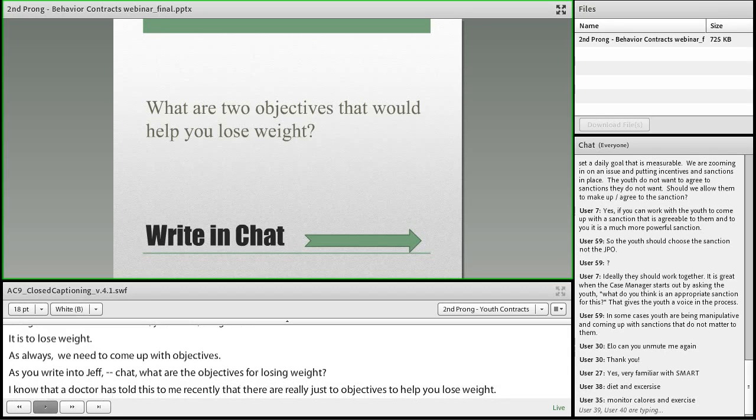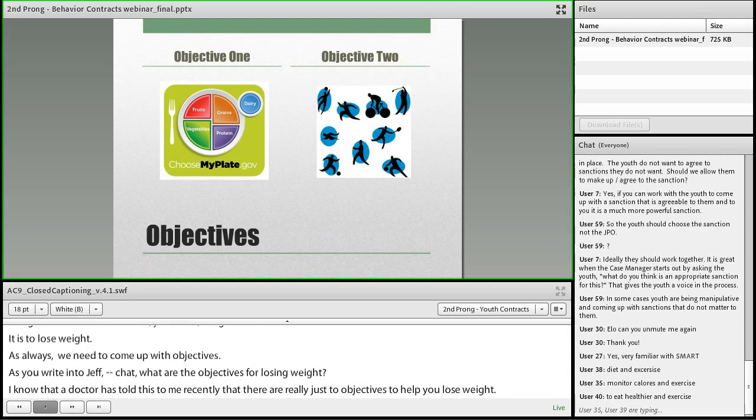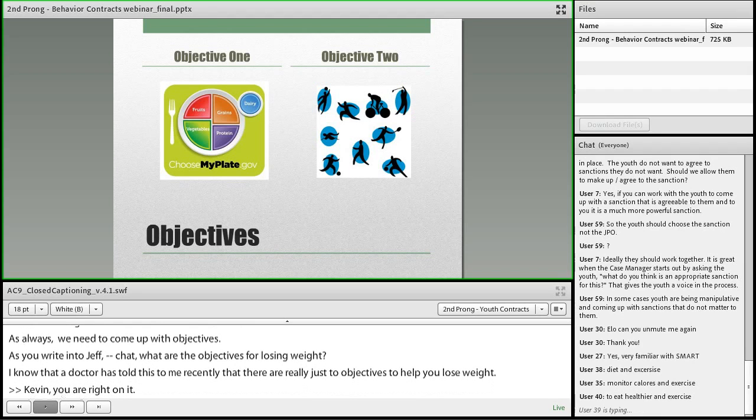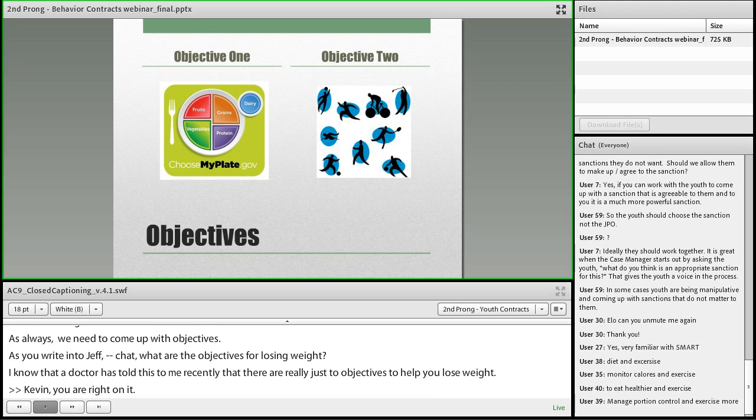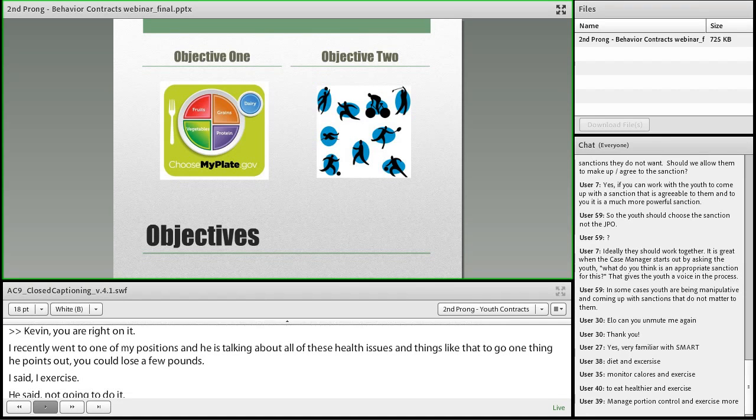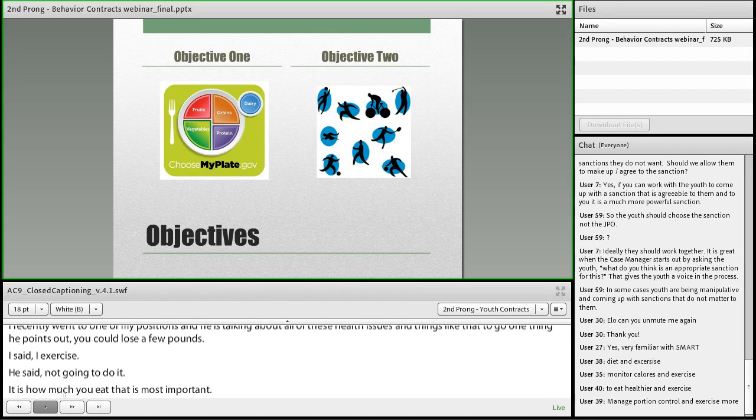I recently went to one of my physicians, and he's talking about all these health issues. One of the things he points out is, well, Doug, you could lose a few pounds. So I said, well, I exercise. And he says, that's not going to do it. It's how much you eat that's most important. You can exercise as much as you want, but if you eat a whole pizza after you exercise, it doesn't do any good. So how much you eat and how much you exercise are the two things that are going to help you lose weight, if that makes sense.